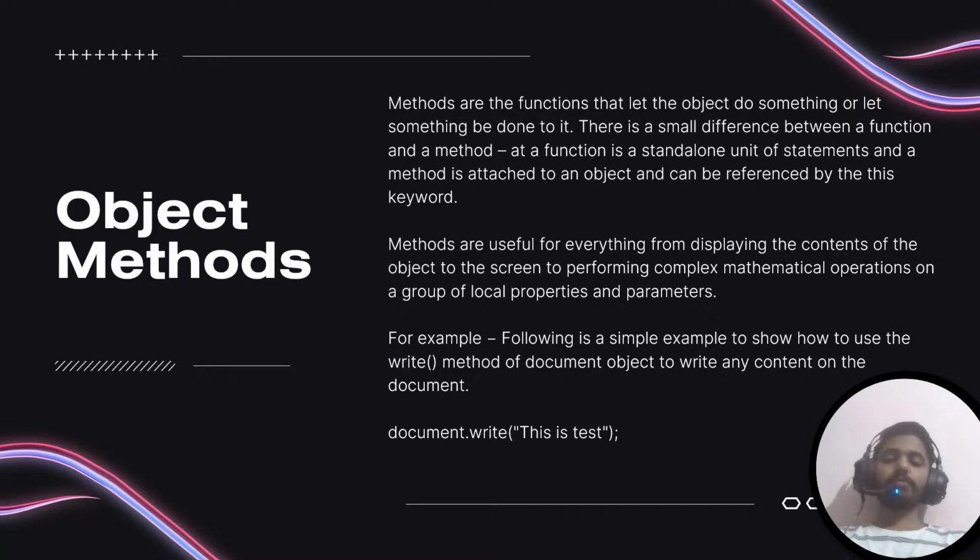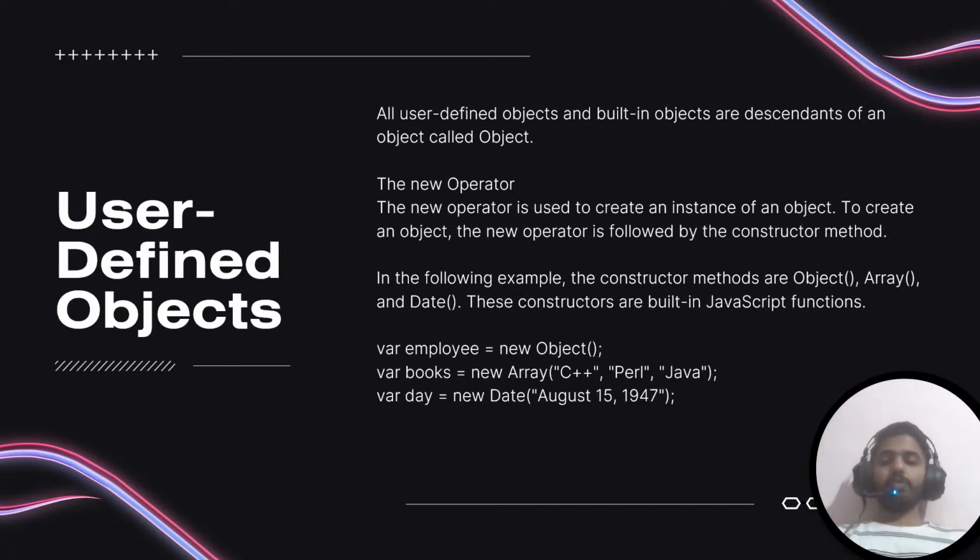So methods are useful for everything from displaying the contents of the object to the screen to performing complex mathematical operations on a group of local properties and parameters. For example, following is a simple example to show how to use the write method. So document.write, we have already used that, correct? Document is your object and write is your function name, or let's say it's a method because it's attached to an object. There are some predefined objects in JavaScript, and the user can also define their own objects.